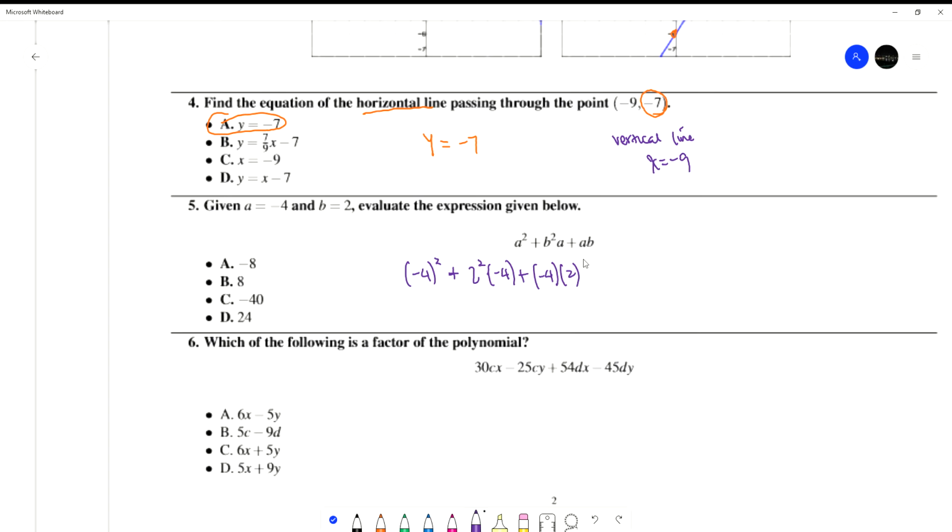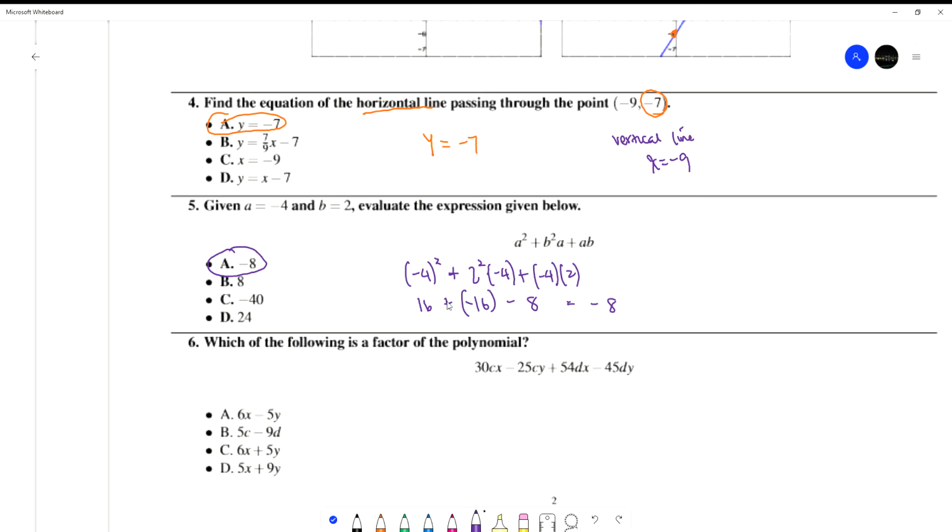Okay, now we can do 16 plus 4 times negative 4 is negative 16, and then minus 8. So this is equal to negative 8. And that gives us answer choice A. Any questions there? Okay, so far it's not too bad, right? Easy stuff here. Alright, so next we have, which of the following is a factor of the polynomial?